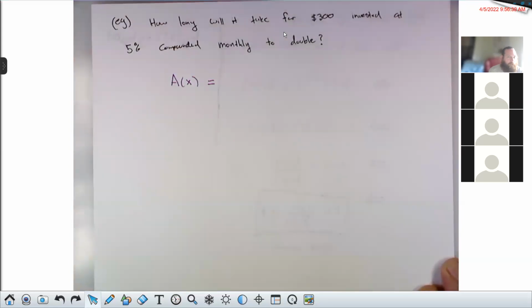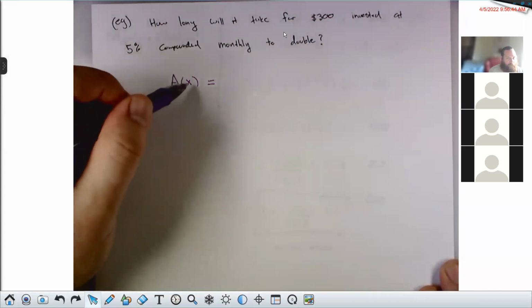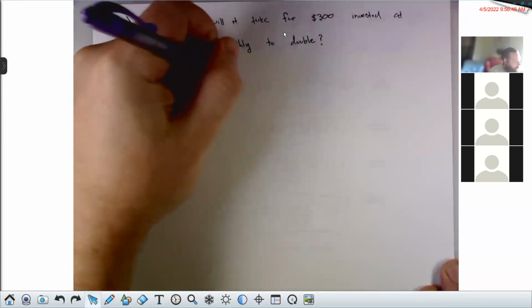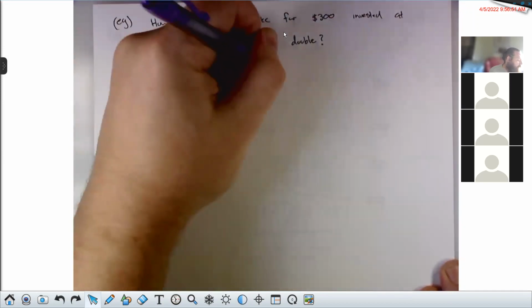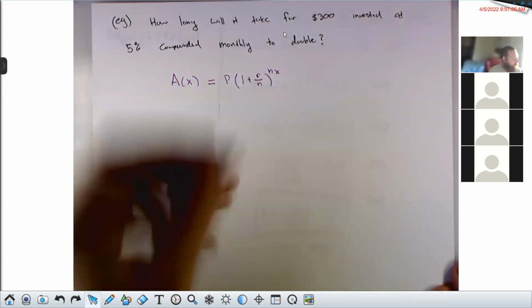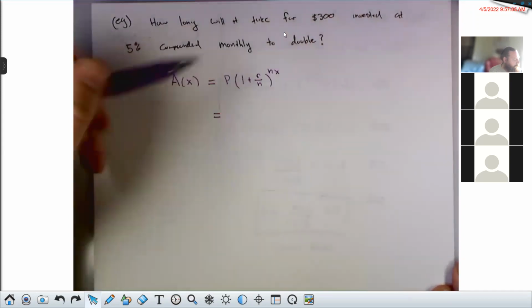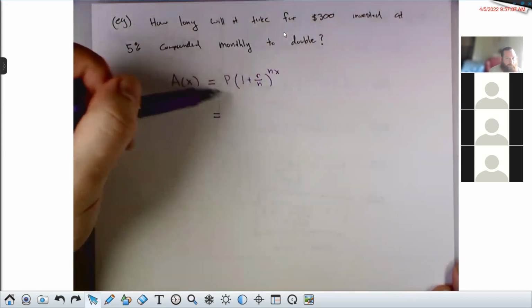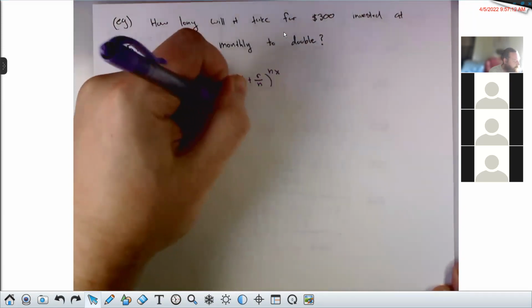So my recipe for compound interest says that the amount after x years will be P times (1 plus r over n) raised to the nx. People sometimes use the variable t here because t pretty much always represents time. It doesn't matter. P is the principal. It's the initial amount, the amount that you're investing or borrowing at the start. That's $300.